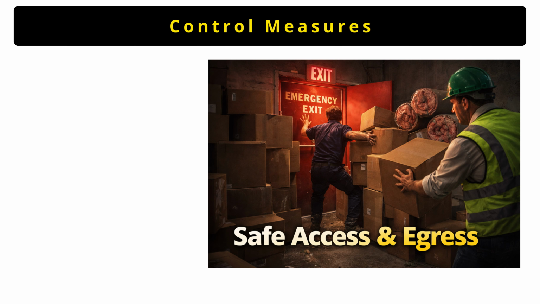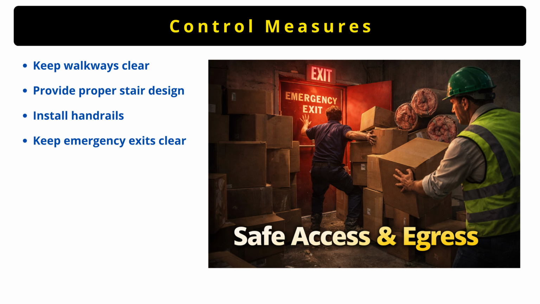Now, what are the control measures? We must maintain clear walkways, proper stairs should be designed and provided, handrails should be installed, and emergency exits must always be kept clear. They should never be blocked. If emergency exits are clear, workers can quickly escape and save their lives. But if an emergency door is blocked, for example, during a fire, workers may not be able to exit and may get trapped. So always ensure that emergency exits are clean, clear, and free from any obstructions. In an emergency, this can save lives.